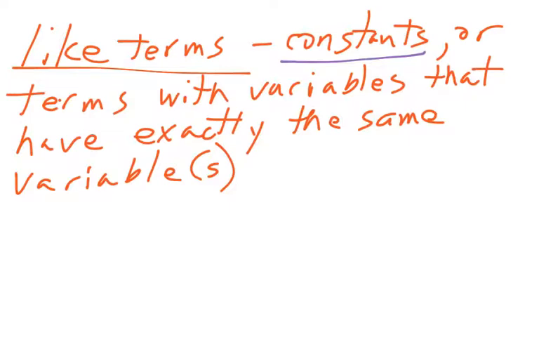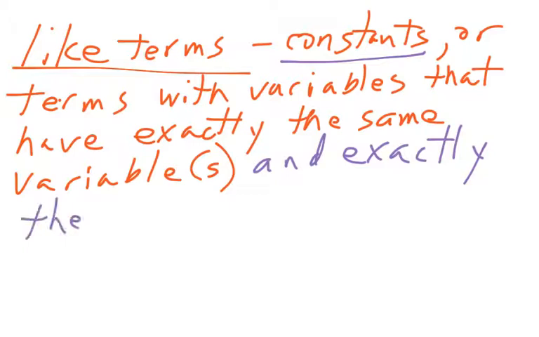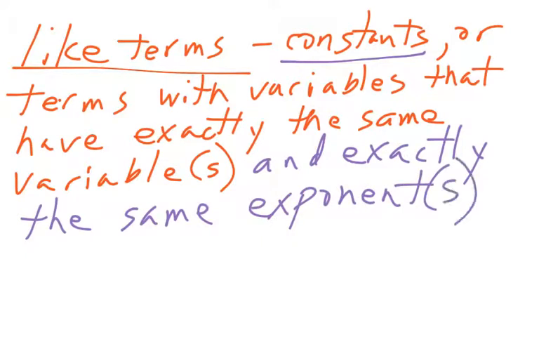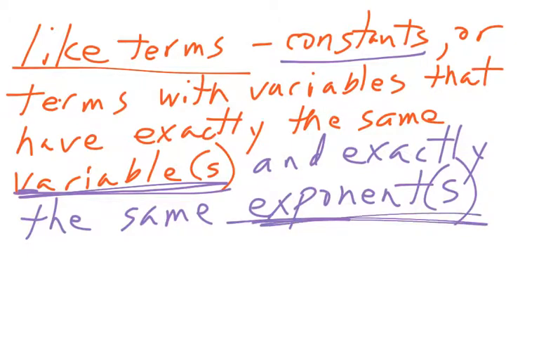So like terms are constants, or terms with variables that have exactly the same variable(s) and exactly the same exponent(s). Now that S in parentheses means it could be singular or plural. So again, like terms have exactly the same variable or variables in them and exactly the same exponent or exponents in them. Okay, that's what makes terms like. The coefficient in a term does not matter.